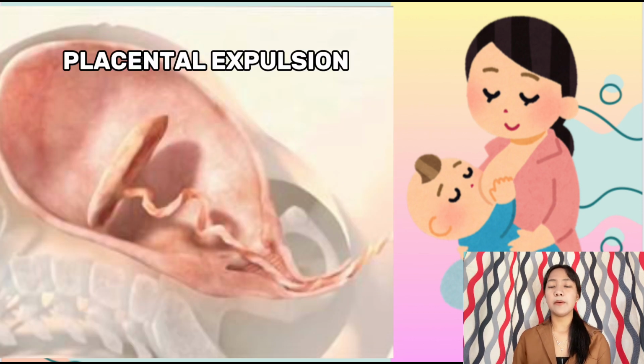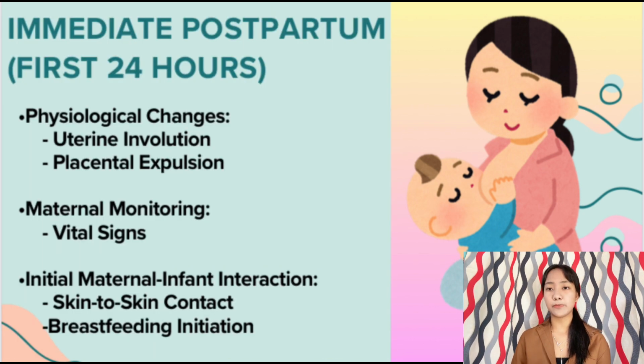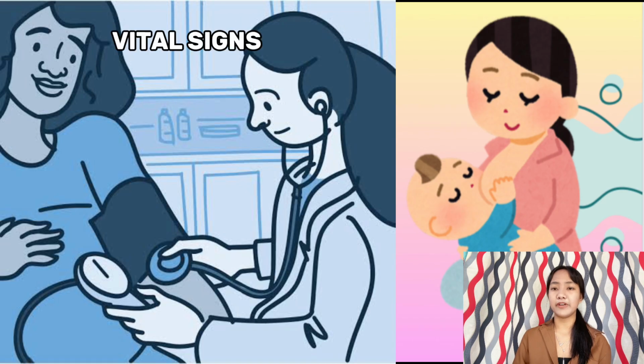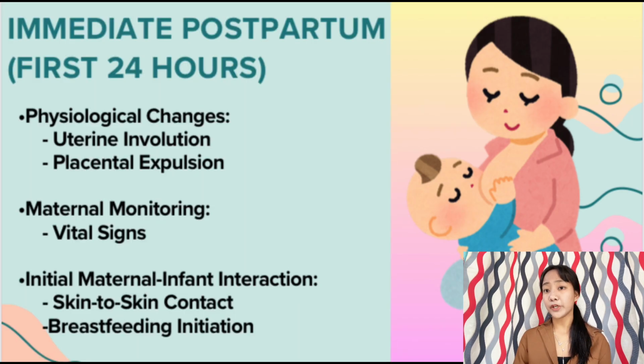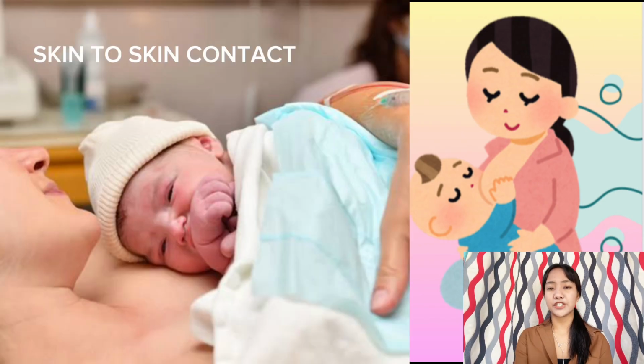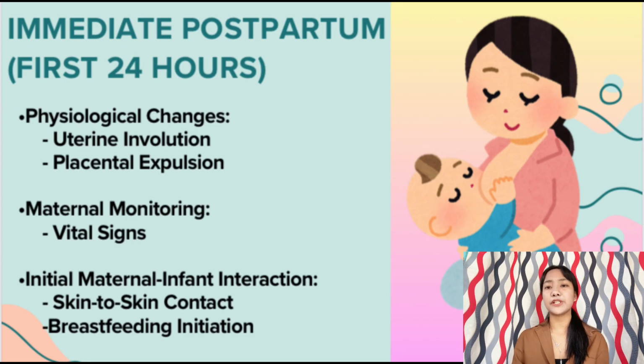Placental expulsion: monitoring to ensure complete expulsion of the placenta and to check for retained fragments. Maternal monitoring, like vital signs: the importance of frequent monitoring to detect signs of excessive bleeding or shock. Initial maternal-infant interaction, skin-to-skin contact: benefits for bonding and temperature regulation. The baby is usually placed on the mother's chest for skin-to-skin contact, promoting bonding and initiating breastfeeding.